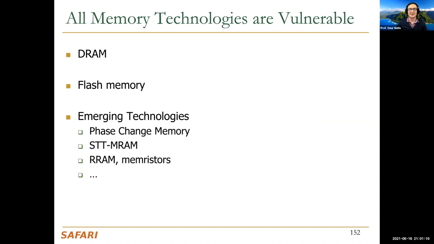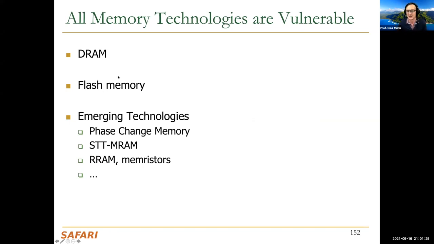Okay, so other memory technologies are also vulnerable. I'm not going to talk about this in detail, but flash memory, emerging memory technologies, all of them have similar problems. DRAM is special because it gets directly exposed to the programming language, our data structures on DRAM.